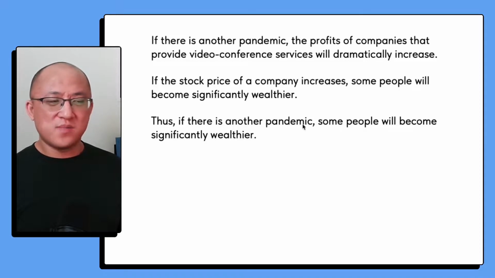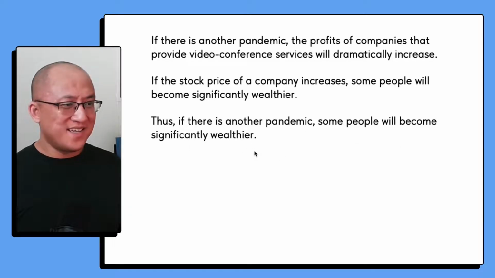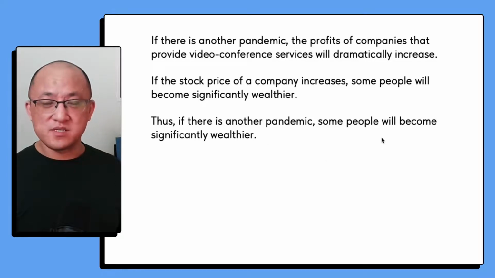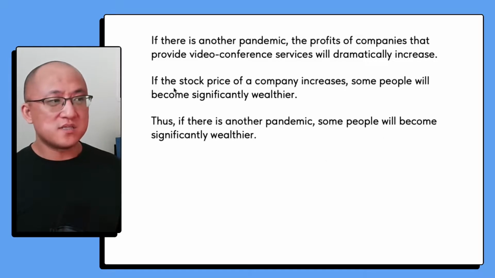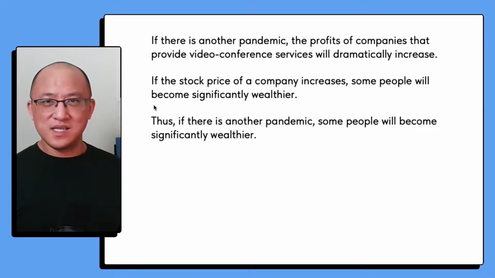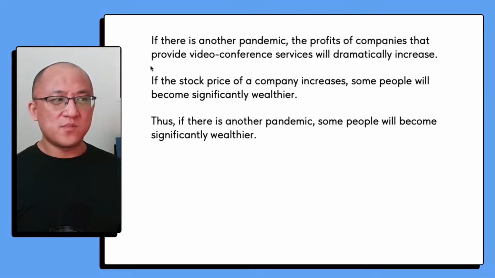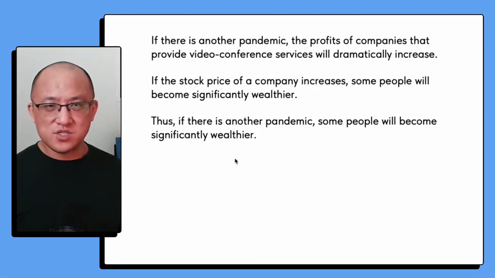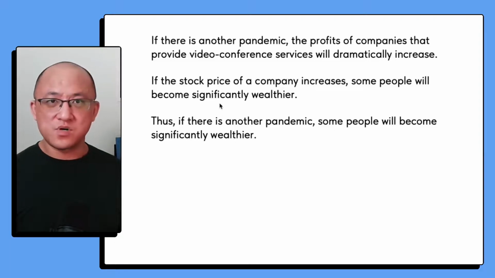Okay. What about the other concept in the conclusion? Some people will become significantly wealthier. Is there a premise that tells me what leads to some people becoming significantly wealthier? Yes, there is. That's the second premise. So that means that the missing link is not going to be from the premise to the conclusion, because the conclusion is covered. Everything that was mentioned there is logically in the premises.